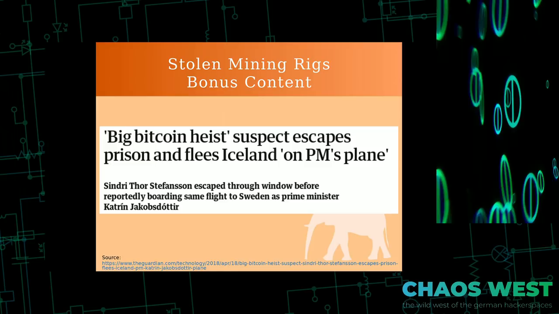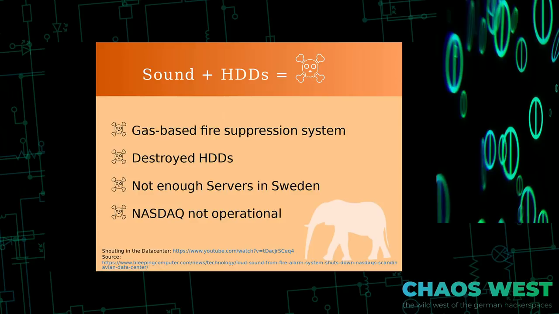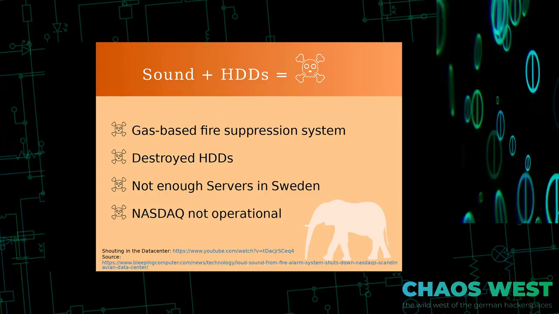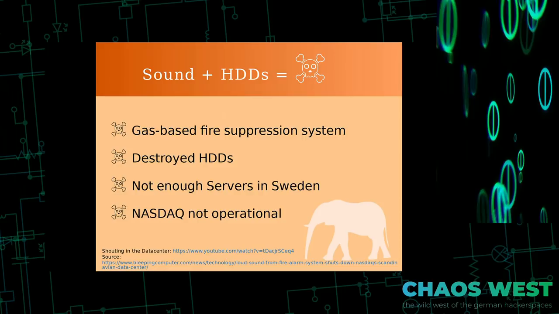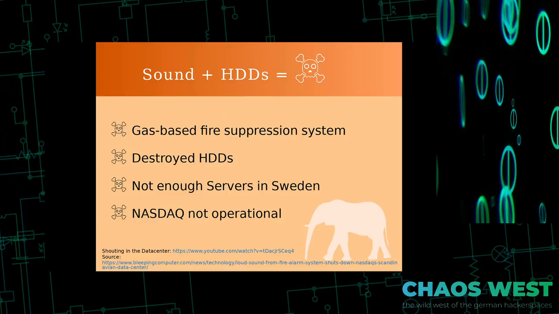So if you combine this, you get death for the hard disks. So there was the Nasdaq. It's a stock operation in the Baltic states, or in Sweden. And there was a gas-based fire suppression system. So if a fire starts, it would start and kill the fire.